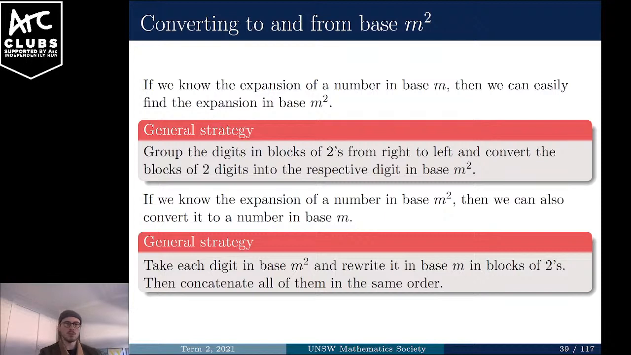Cool. So, converting to and from base m squared. There's a cool little trick we can use for converting between base m and base m squared. So it says here, general strategy. This is if we're going from m to m squared: you group the digits in blocks of 2 from right to left, and you convert those into m squared. So how does this come about?